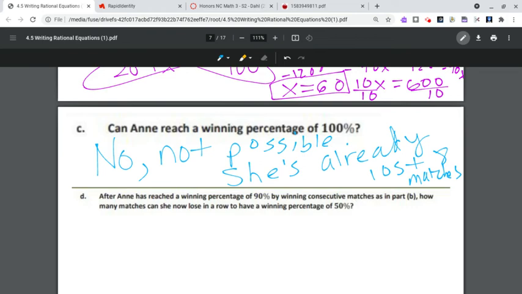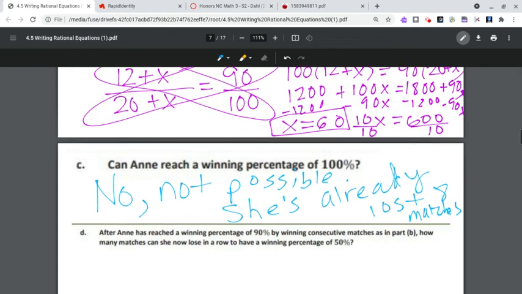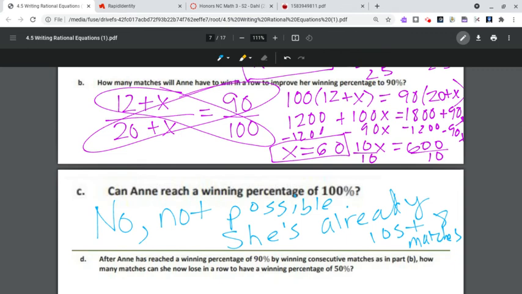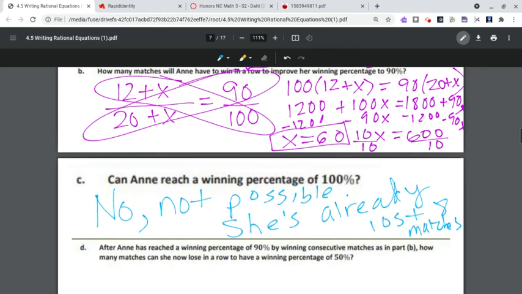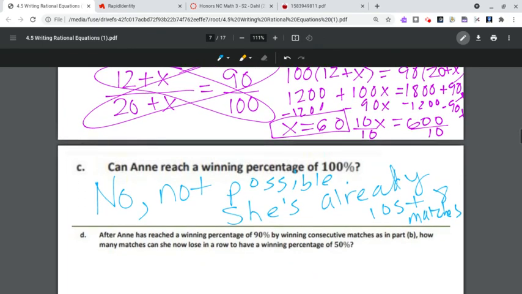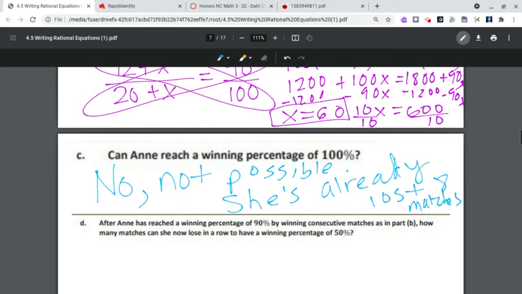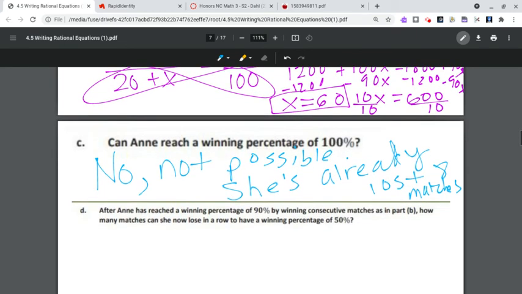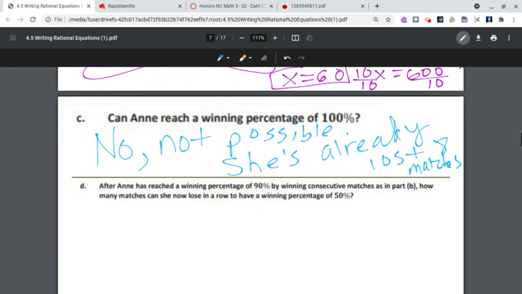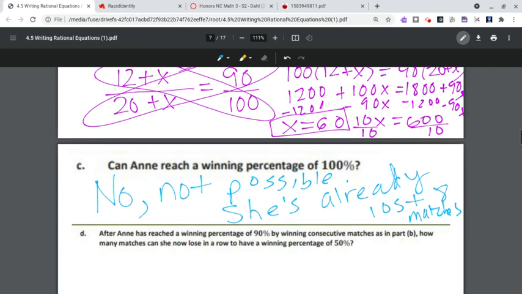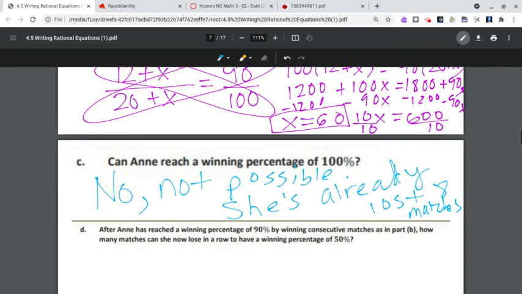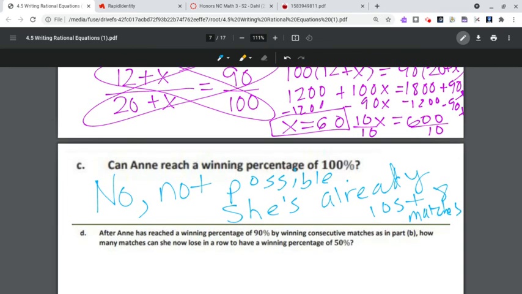Letter D says, after Anne has reached a winning percentage of 90% by winning consecutive matches, as in part B, how many matches can she now lose in a row to have a winning percentage of 50%? Okay, so it said that she had to win 60 consecutive, which would make her ratio 72 out of 80.